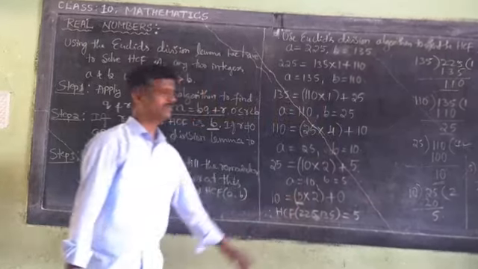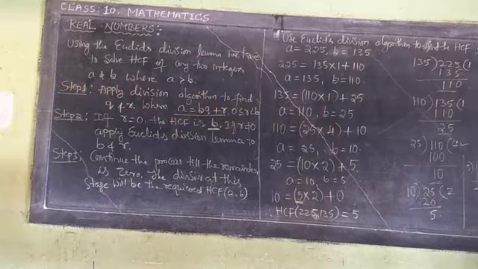The divisor will be the HCF. The divisor will be the HCF of two numbers.